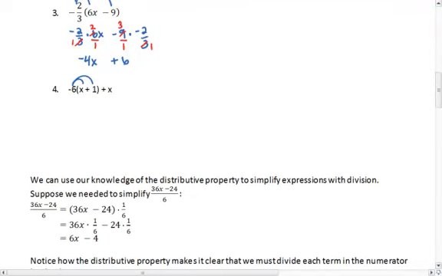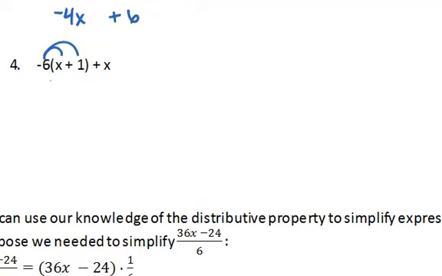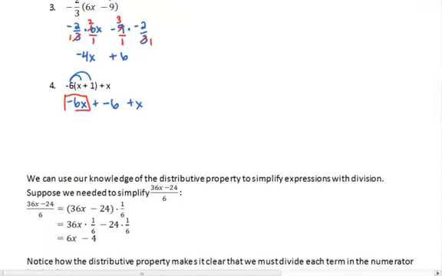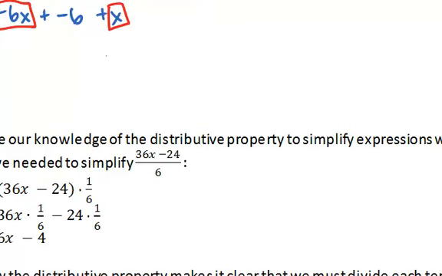In the last problem, we're just distributing a negative 6 to x and plus 1. So we end up with negative 6 times x plus negative 6 times 1, which is negative 6, plus x. And we want to make sure that we're combining like terms to simplify our answer. We've got a negative 6x and a positive 1x, giving us a grand total of negative 5x. And then we want to have our plus negative 6 or minus 6 at the end.